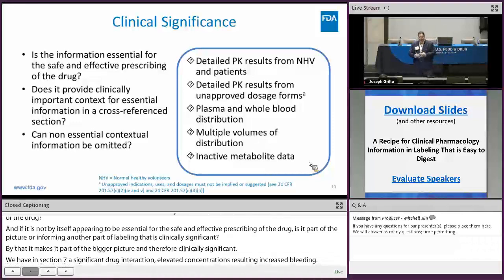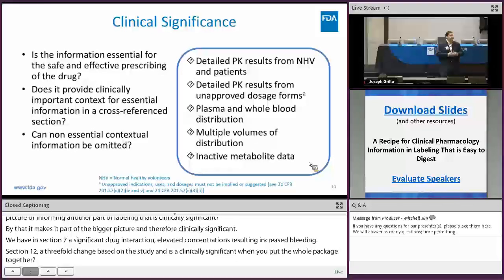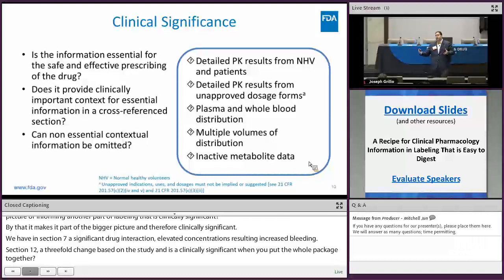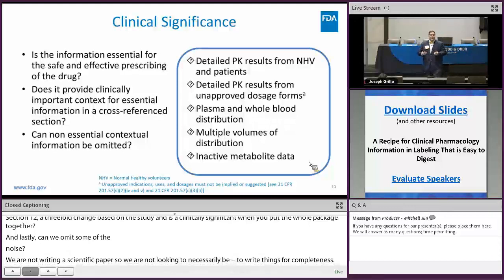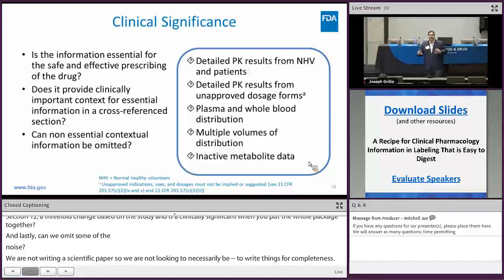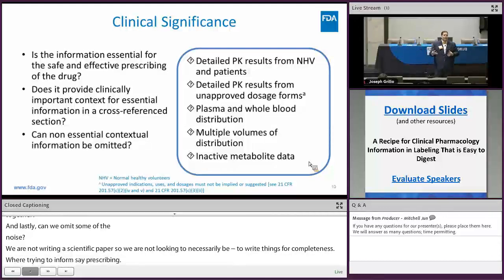So we're looking at it as a whole package. And then lastly, of course, is can we omit some of the noise? So again, we're not writing a scientific paper, so we're not looking necessarily to write things for completeness sake. We're trying to inform safe prescribing. So we need to take a step back once we've put in all that important information and say, is there anything in here that's really not important to this decision, for the ultimate decision? And then think about that.